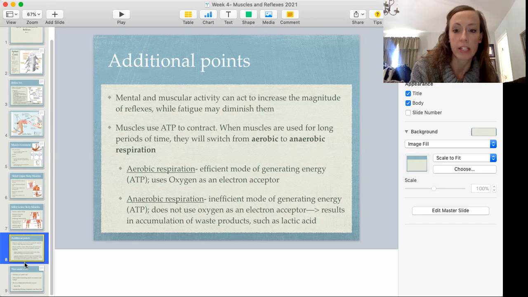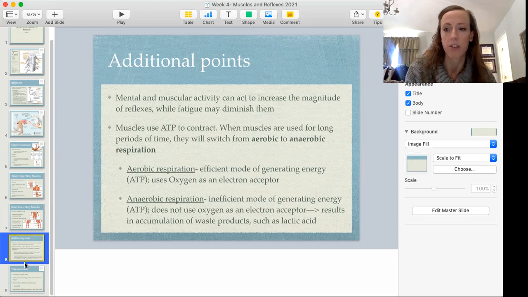Obviously, you're generating ATP, you're making energy, but the final electron acceptor in the electron transport chain is oxygen. And that's a very efficient method of generating ATP. Now, if you've fatigued yourself too much, you've been working your muscles for long periods of time, then you might switch from aerobic to anaerobic respiration, which is much less efficient. And it doesn't use oxygen, it uses something else as the final electron acceptor. And this can result in accumulation of waste products such as lactic acid. And that's why you feel like a muscle burn if you've been working it for too long.